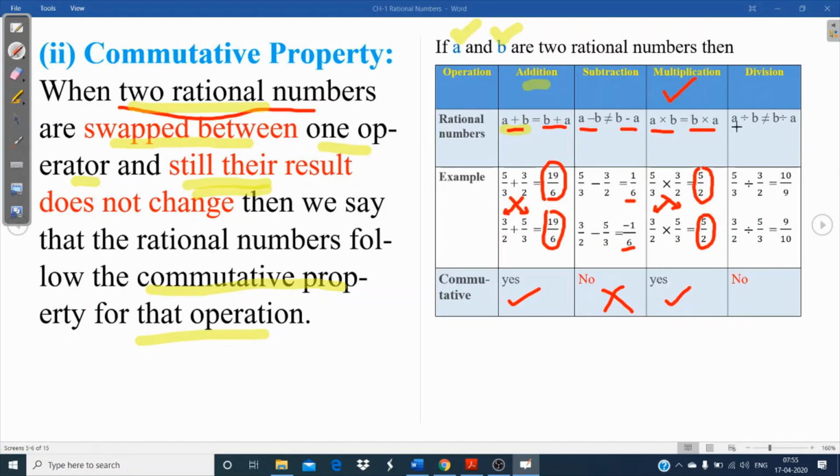Now in division, a divided by b is not equal to b divided by a. So when you divide these two rational numbers, you will get the result 10 by 9. But if you interchange them and then divide, you will get a different result, that is 9 by 10. So we can say in division, commutative property is not closed. So commutative property is closed only under addition and multiplication.